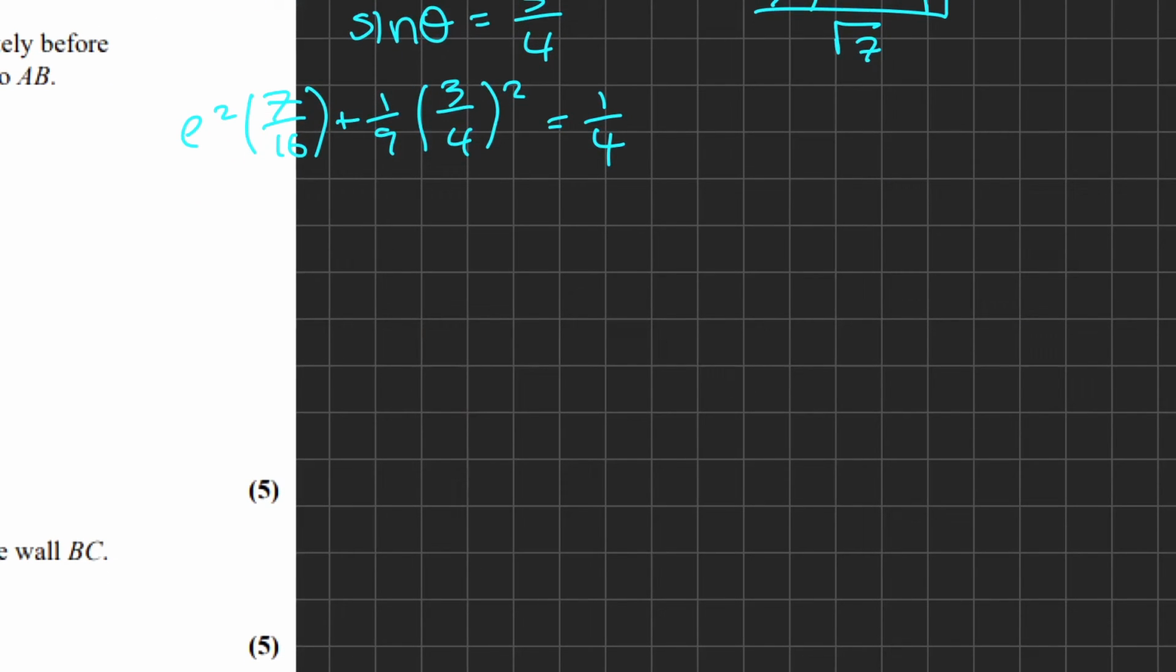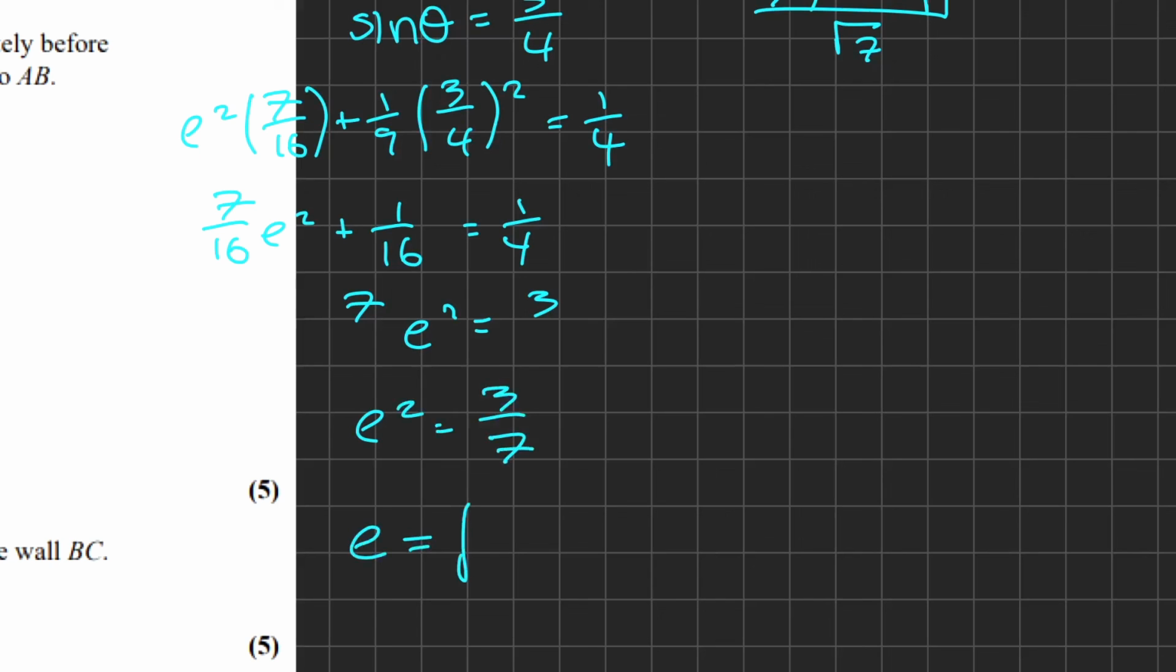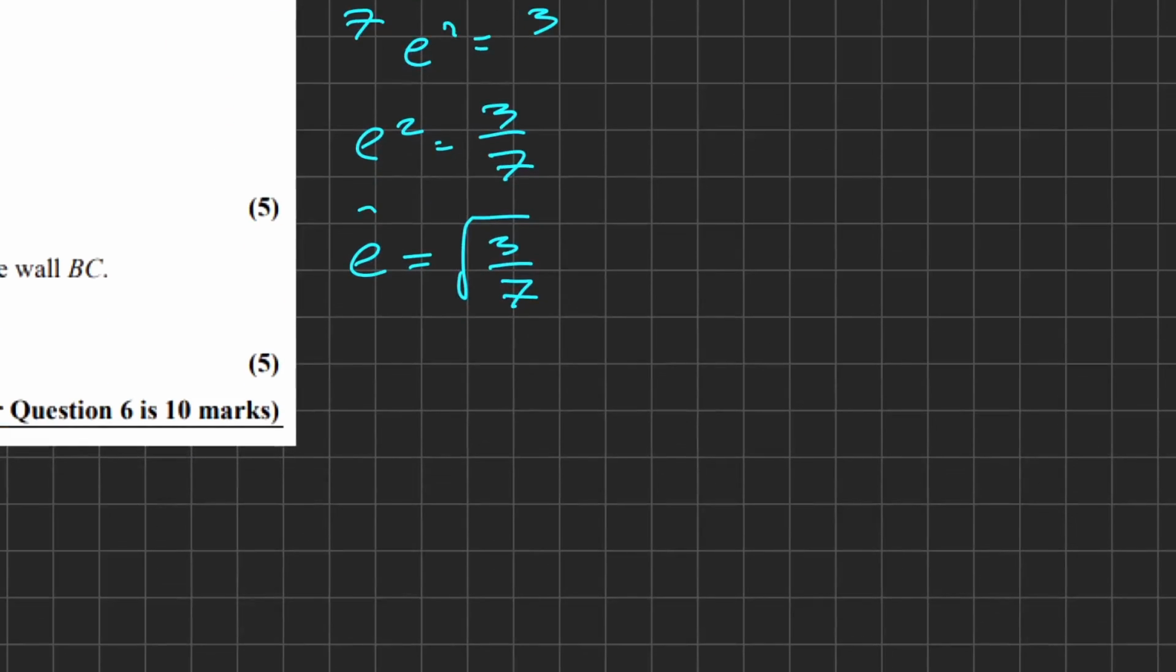Now let's tidy this up a bit. So 7 over 16 e squared plus a ninth times 9 over 16, so that's going to be 1 over 16, equals a quarter. So let's take away that 1 over 16, so 7 over 16 e squared equals 3 over 16. Cancel out the over 16, so 7e squared equals 3. So e squared equals 3 over 7, and e equals the square root of 3 over 7, obviously taking the positive root. So that is our final value of e.